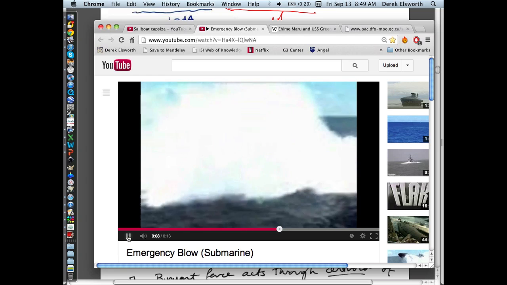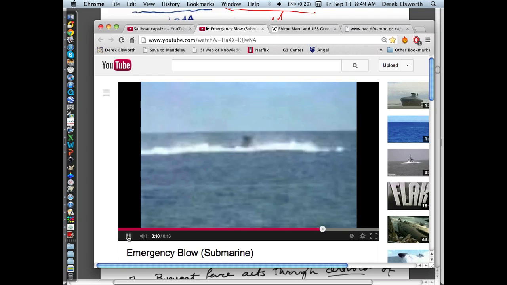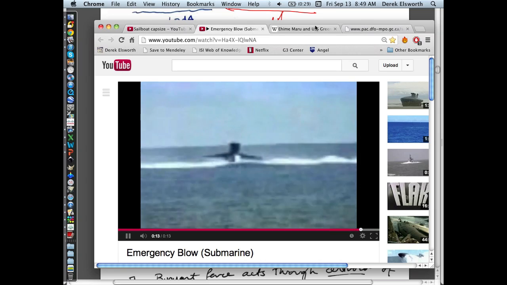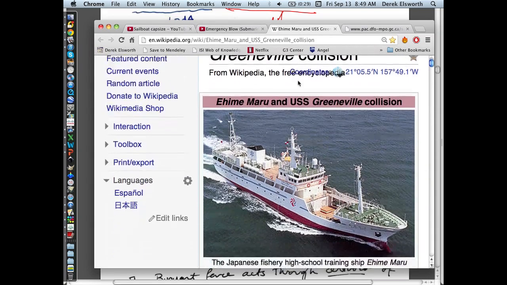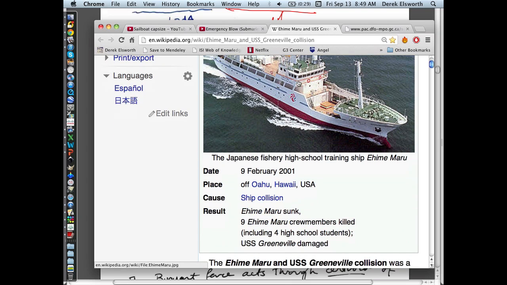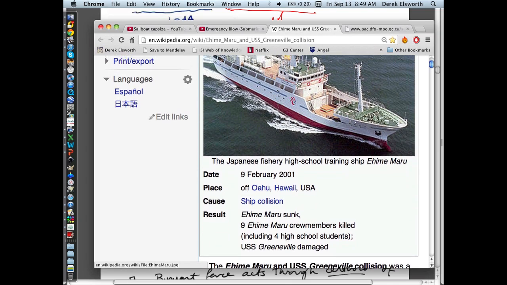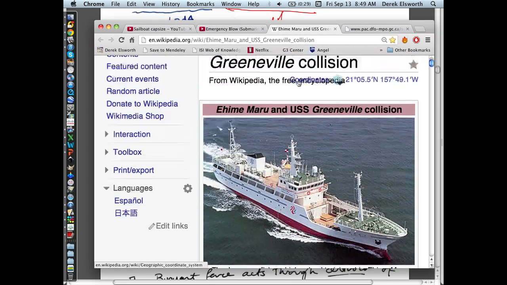So this very spectacular breaching sometimes goes wrong, of course. Now we don't want to not put this into a social context. When was this? 2001. Oh yeah, you're definitely alive for this.